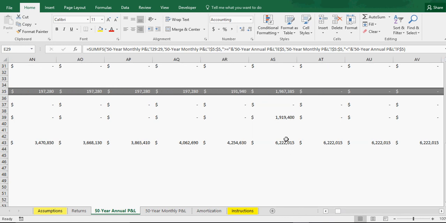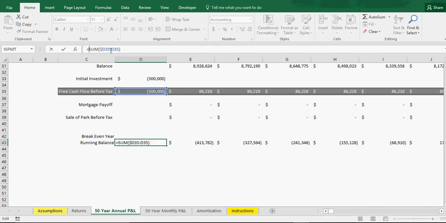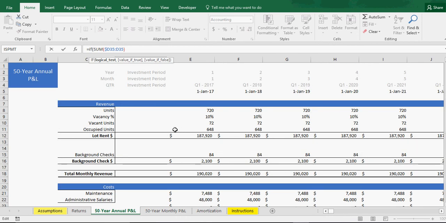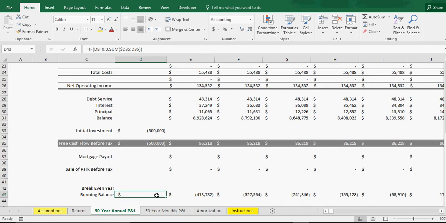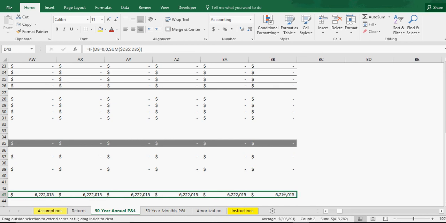So yeah, let's put an end to that. So running balance is, if we're no longer owning this, so if this equals 0, then 0. Okay, that should be good now. So does it work?